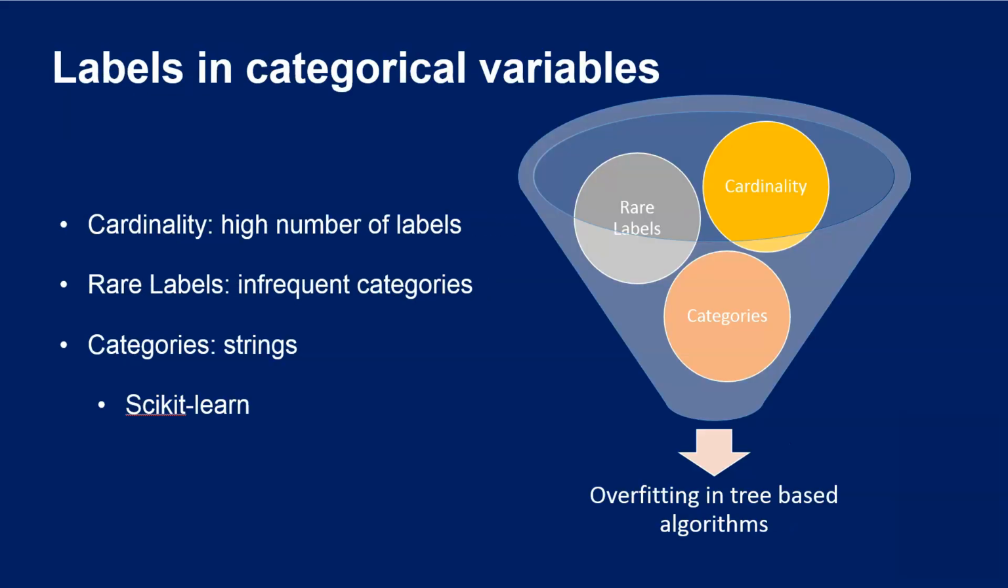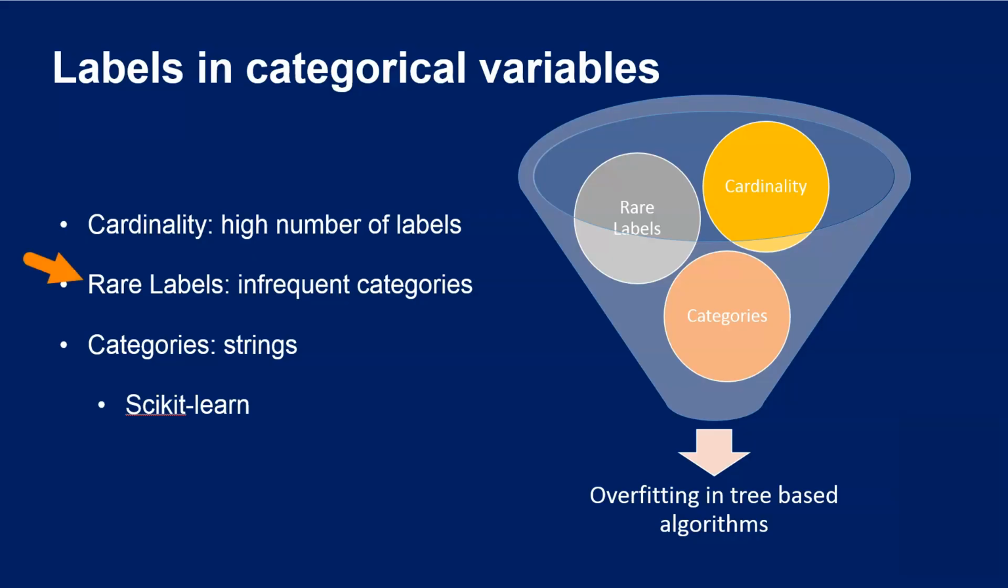machine learning. A second problem I mentioned is the presence of labels or strings in categorical variables. These problems come in three flavors. The first is the cardinality of the variable. And by cardinality, I mean the number of different labels or categories that the variable can take. In fact, variables with a big number of categories tend to dominate over variables with a smaller number of categories at the time of building machine learning models. And this is particularly true for tree-based algorithms. Tree-based methods tend to overfit to variables with high cardinality.